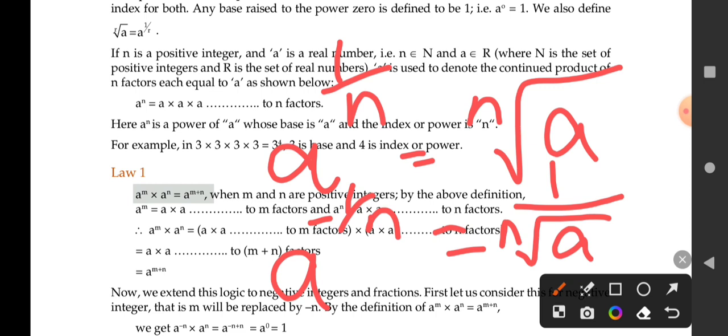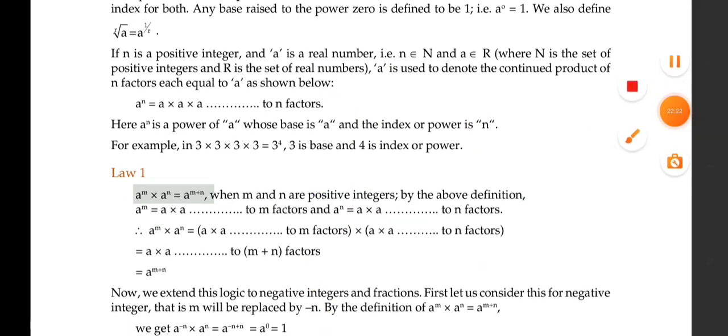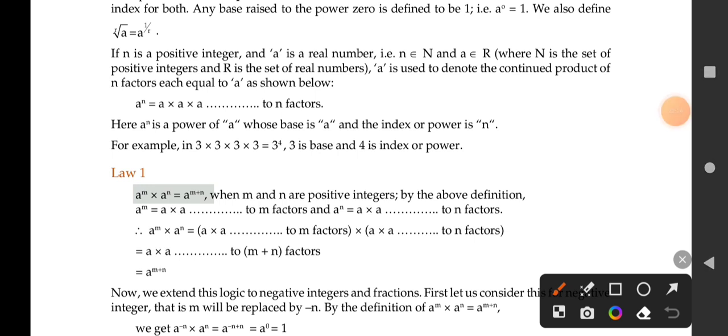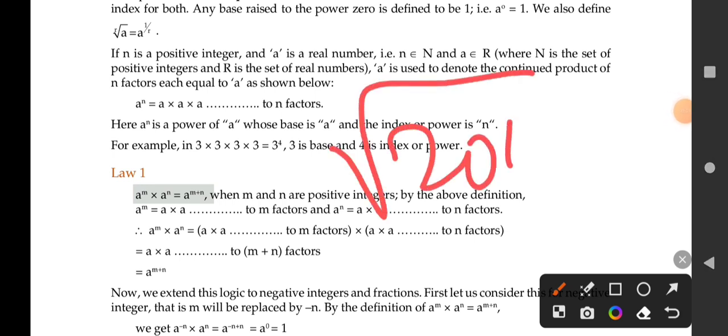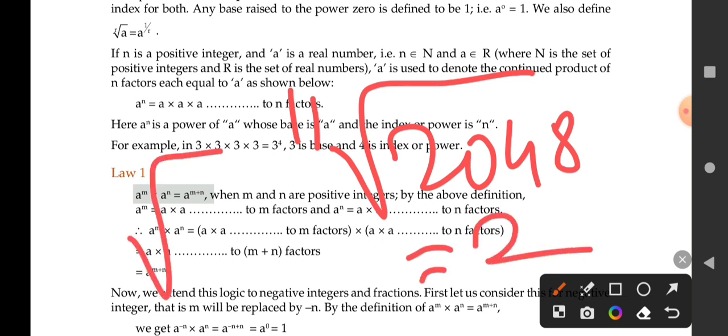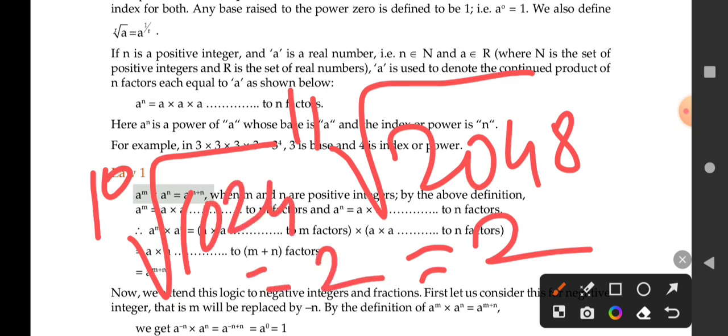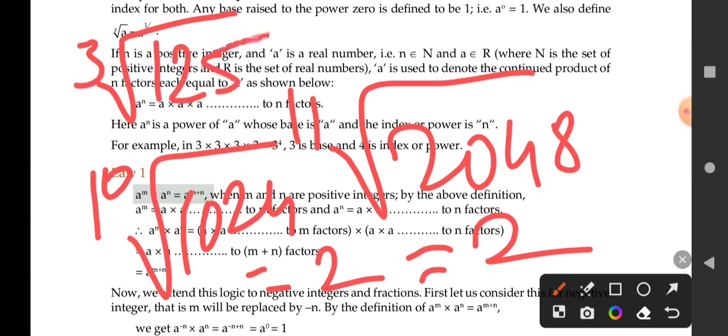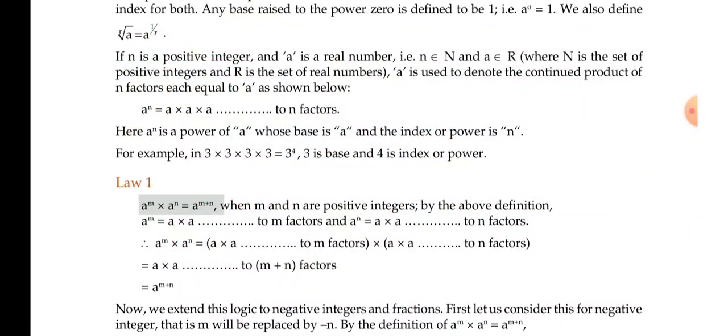Okay, so let me ask you, what is the 11th root of 2048? 2. And the 10th root of 1024? 2. And the third root of 125? 5. Okay.